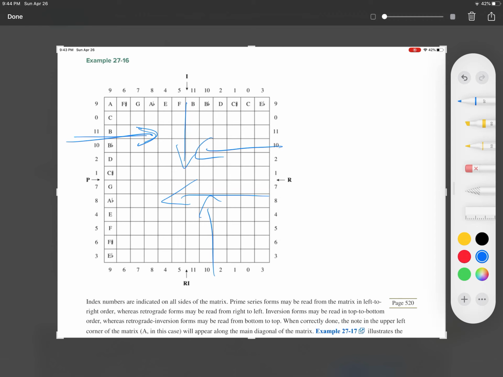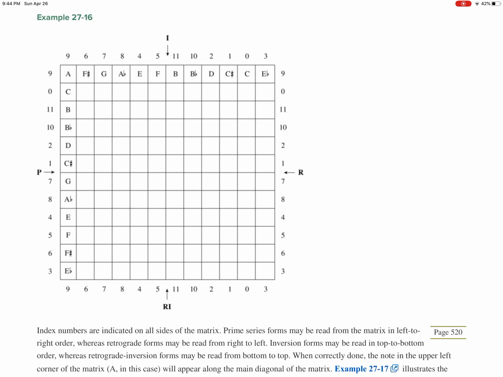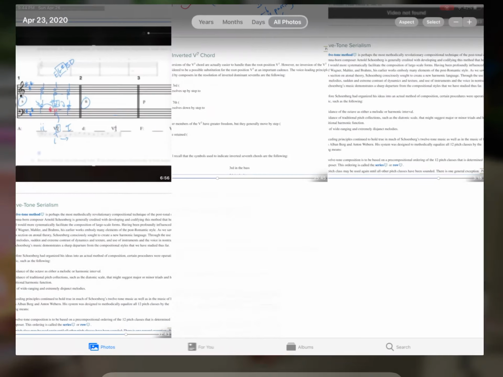You can have all of the possible row forms right in front of you, or if you're looking at a 12-tone piece of music, you can refer to this to see which row form you might be encountering at that moment. Okay, so let's go back now.